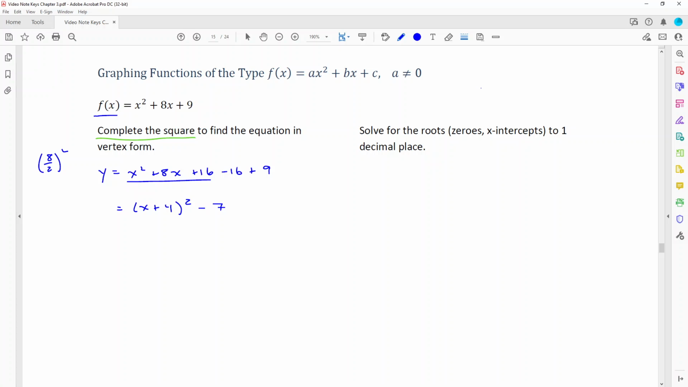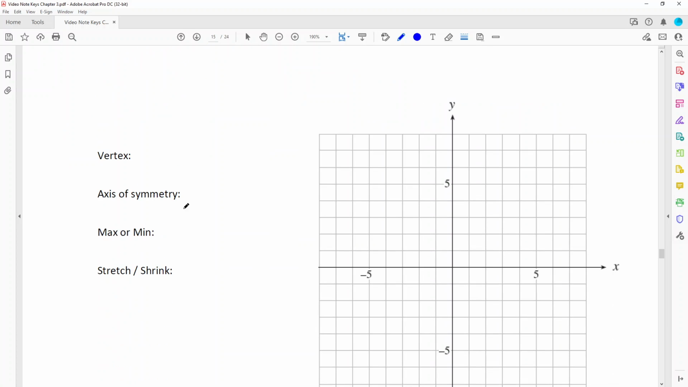So now I've put it into the vertex form, and I can tell you that the vertex is -4, -7. There's a hidden 1 here, so the a value is 1. Actually, I can write this all down here. Sorry, I knew I put a spot. So the vertex is -4, -7, which means that the axis of symmetry is x equals -4. Since that a value is 1, the graph is opening up, so it has a min, and the min would be -7 when x is -4. It is not stretched or shrunk because the a value is 1.